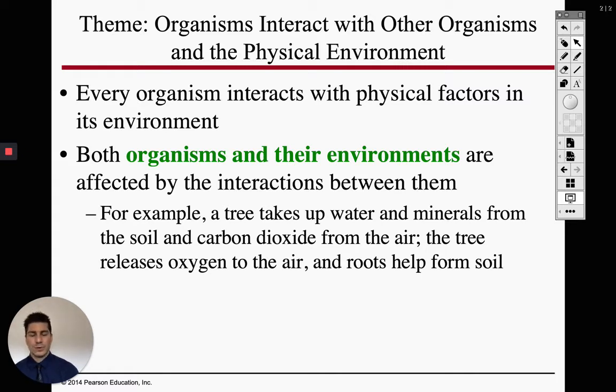When it says form soil, guys, don't think the roots are down there spitting out soil. It doesn't work like that. What happens is the roots actually help to replenish the carbon in the soil to help all the soil stay as it is. Because soil, us, a lot of different things are actually made up of carbon. We are carbon beings.